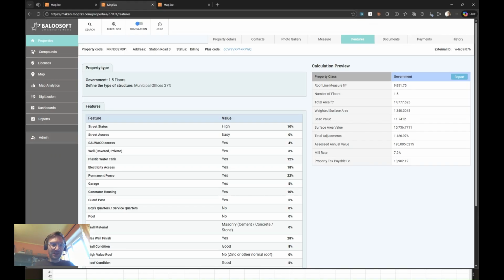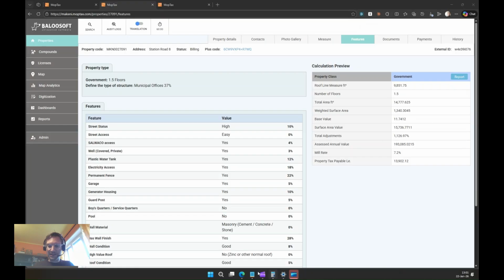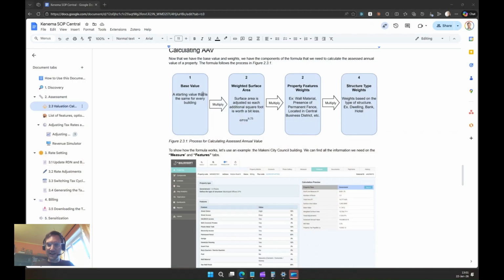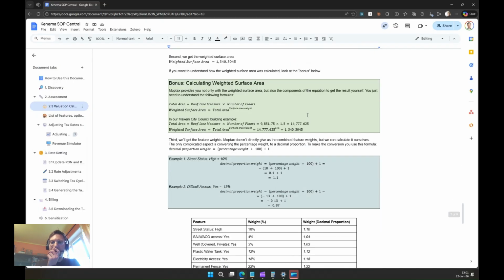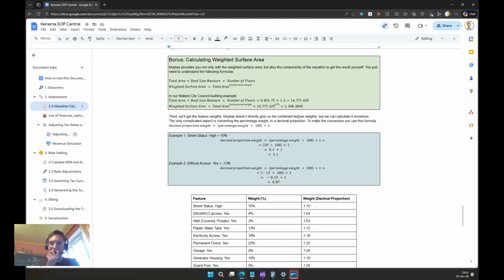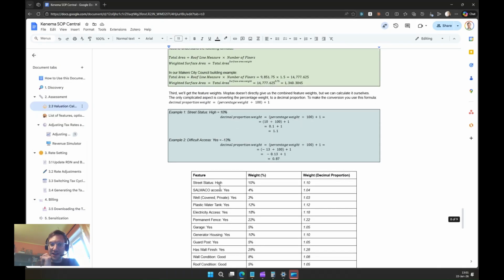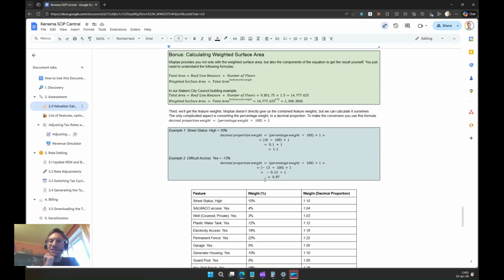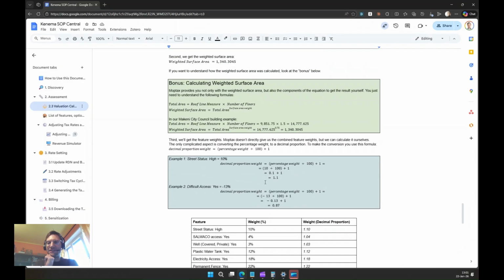Okay, so at this point, we have the base value and we have the weighted surface area. Now we have to get the property feature weights. One thing to understand about the property feature weights is in MobTax, they are expressed as percentage weights. So in MobTax, you would see that street status high has a weight of 10%, having Sawako access has a weight of 4%, etc. But what we need to do for our calculation is we have to convert the percentage weights to what we call decimal proportions.